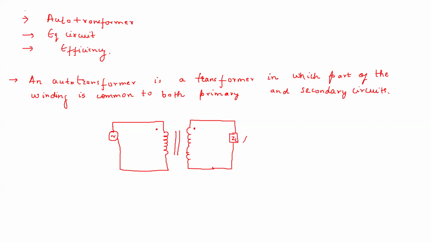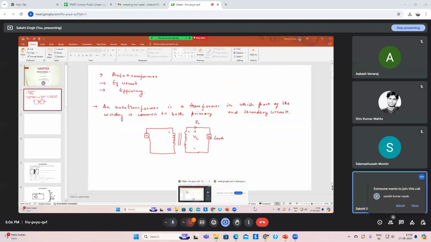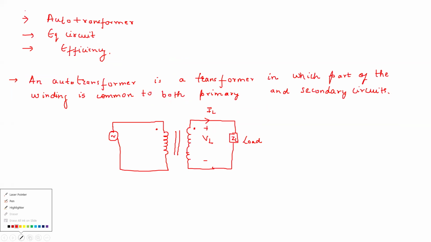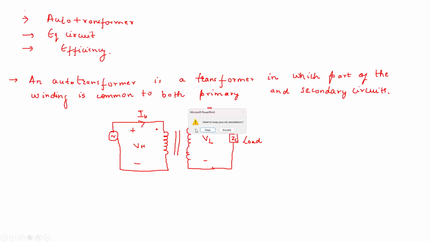This is ZL. This is load. Okay. This is IL. This is plus minus VL. Here we have VH. And then here we have IH. Okay.